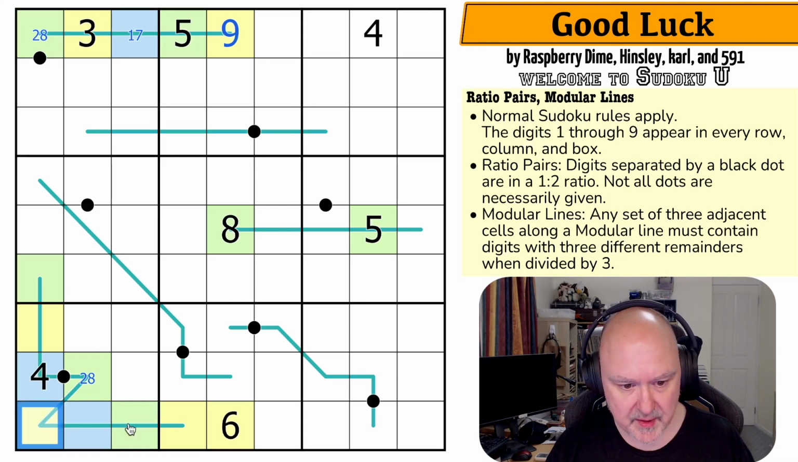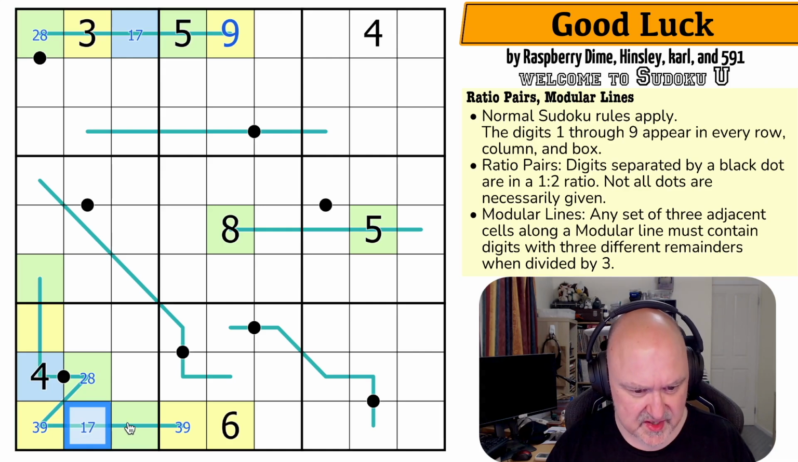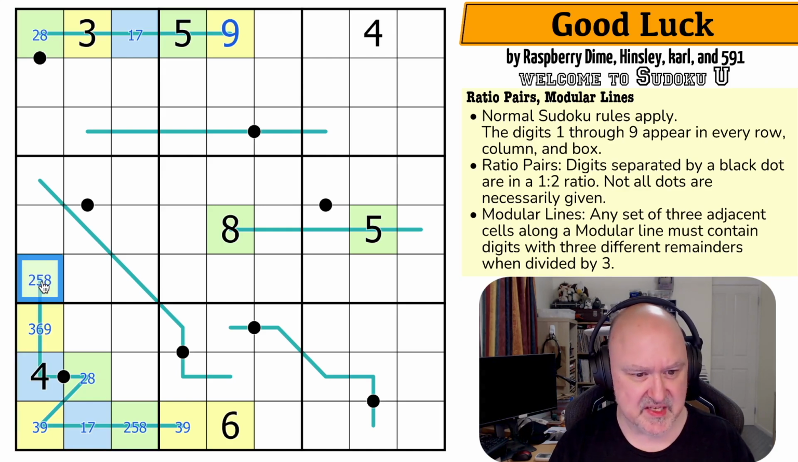So these become 3, 9. This is 1 or 7. This is 2, 5 or 8. This is 3, 6, 9, not sure which. And this is 2, 5, 8.